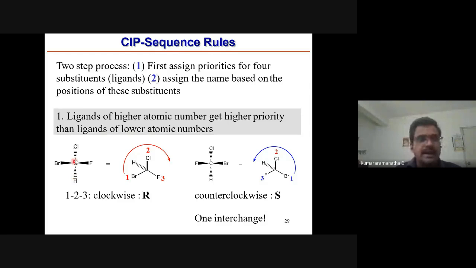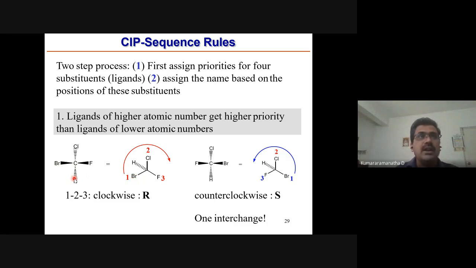Again, you can see a broken line and a thick line. Bromo and fluoro groups are facing towards you. Chloro and hydrogen groups are away from you. Now, how to give the priority? Among bromine, chlorine, and fluorine, bromine has the highest atomic number. Assign that first.